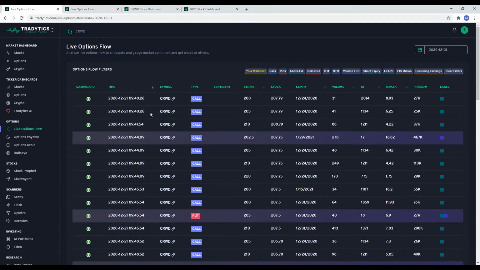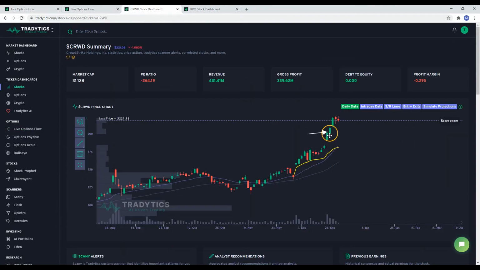Let us now take a quick look at the stock price. This options flow was from Monday, December 21st. We can see that the stock indeed rallied quite well in the next 2 to 3 days. From $210, it ended up closing at about $221 on Thursday, December 24th.